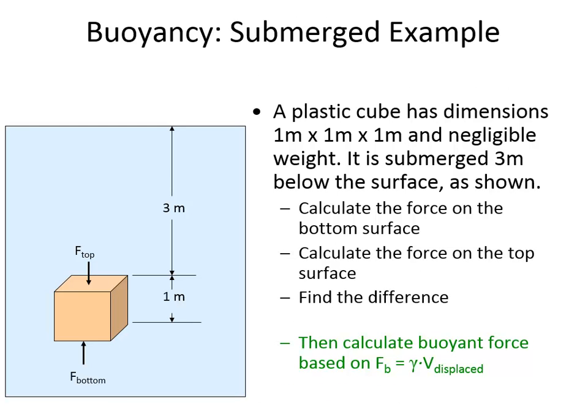Let's do some calculations just to take a look at this. What I'd like you to do is consider a plastic cube that has a volume of 1 meter by 1 meter by 1 meter. So, 1 cubic meter, and its depth under the surface is 3 meters. So calculate the forces on the top of the object, on the bottom of the object, and then the difference between the two. And then compare that to the buoyant force just based on the unit weight of the liquid that's displaced, which is water, multiplied by the volume of the object itself.